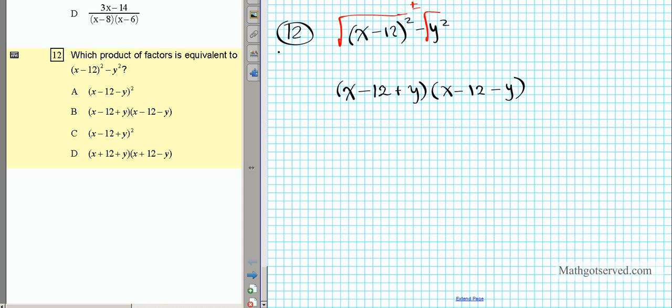So this is like a plus b, and this is like a minus b. A is the square root of the first term, x minus 12 squared, which is x minus 12. And then b is the square root of the second term, which is just y. All right, so our answer is going to be option letter B.